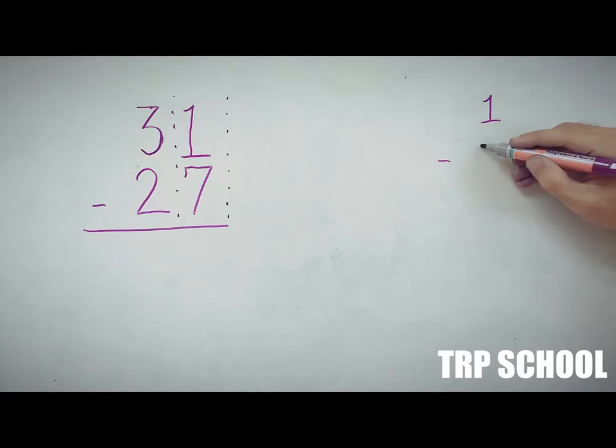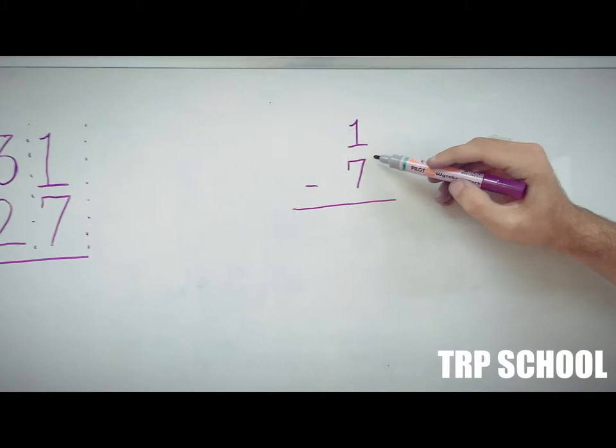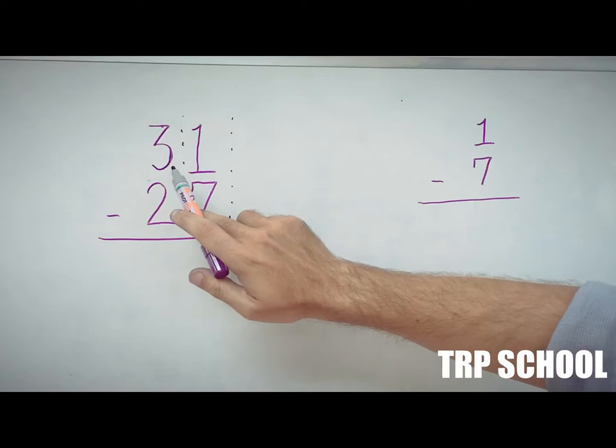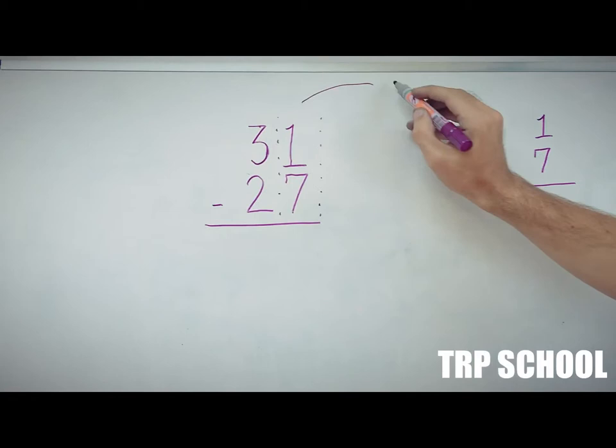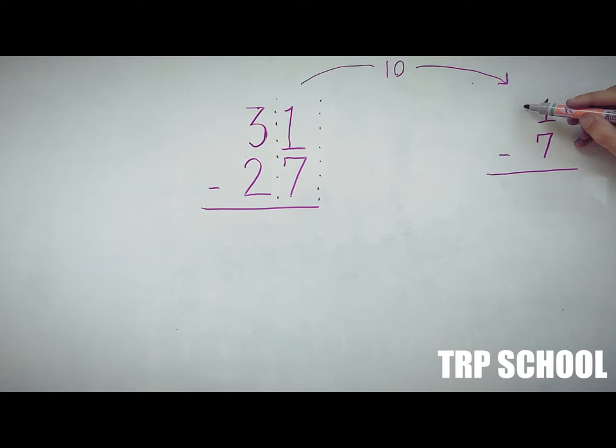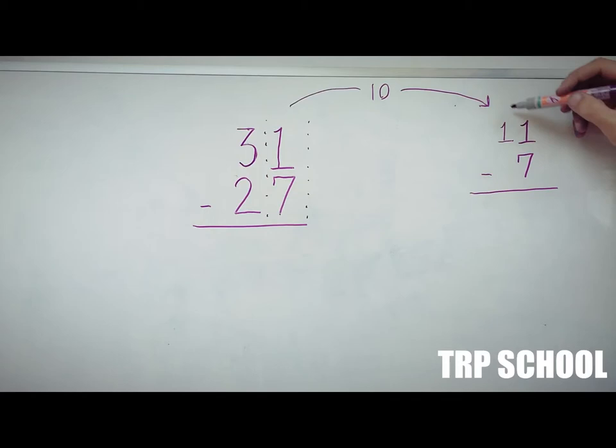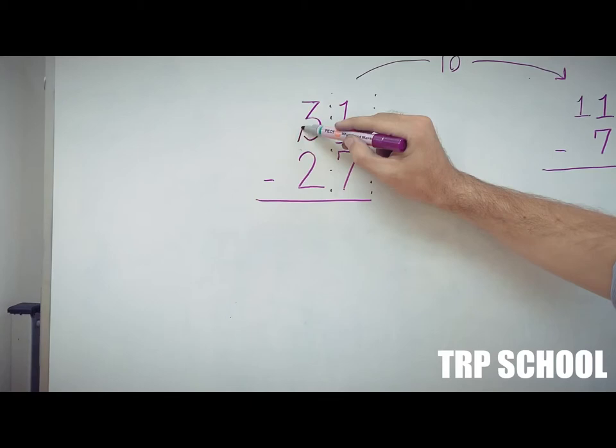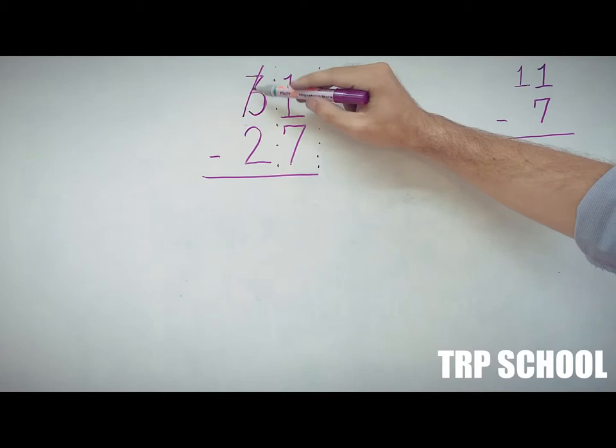1, take away 7. Because 1 is too small to take away 7, I need to borrow a number from my tens place. I'm going to borrow 10. Bring it over to here. And I'm going to make this number from a 1 to an 11. I just added 10. Because I added 10 over here, I need to take this 3, cross it out, make it a 2. 3 take away 1 equals 2.